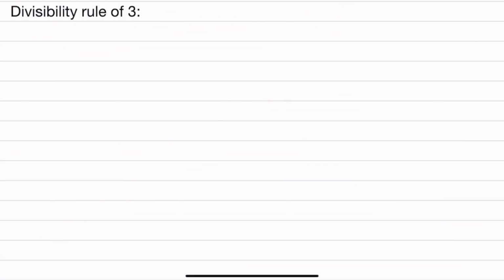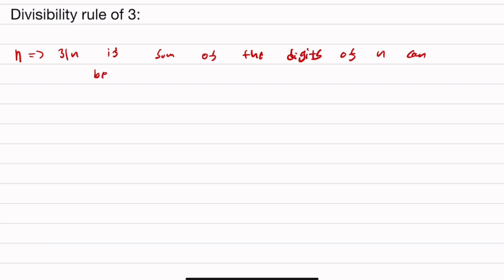First of all, let me tell you about the divisibility rule of 3. Suppose you have a positive integer n, and you know n is a multiple of 3 if the sum of the digits of n is divisible by 3. So 3 divides n if, something like that.